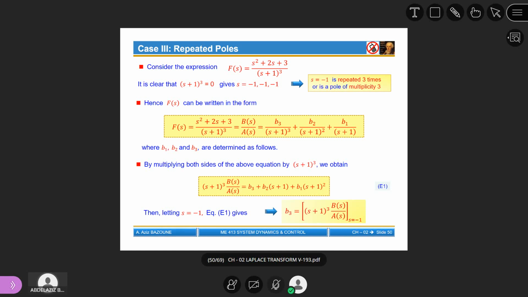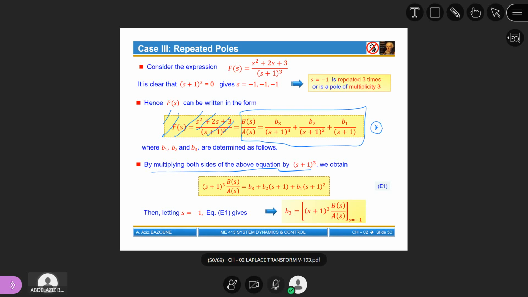Now, if we multiply both sides of this expression, I'm calling this one equation star. Now, if I multiply both sides of the above equation by s plus 1 cubed, both sides, here, s plus 1 cubed everywhere.